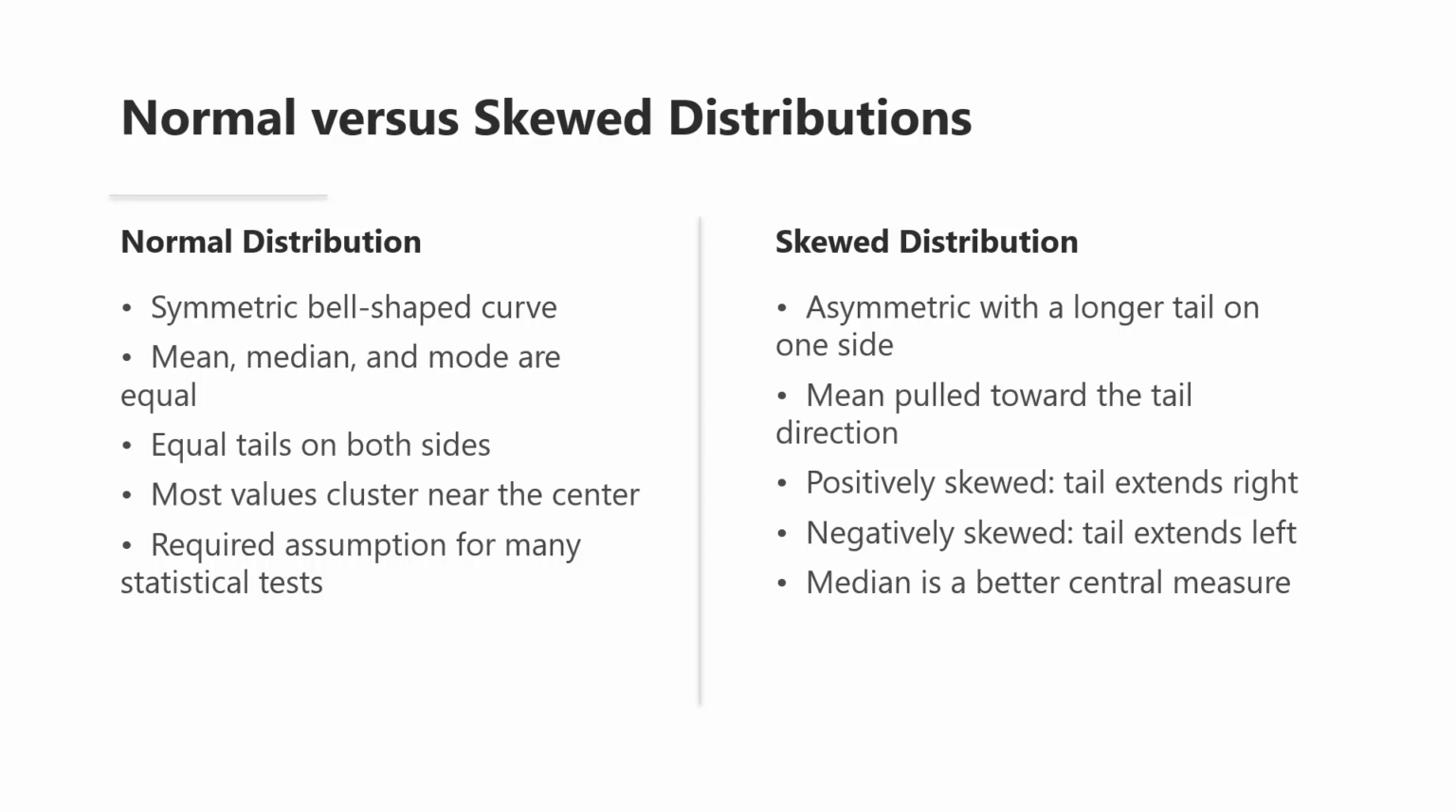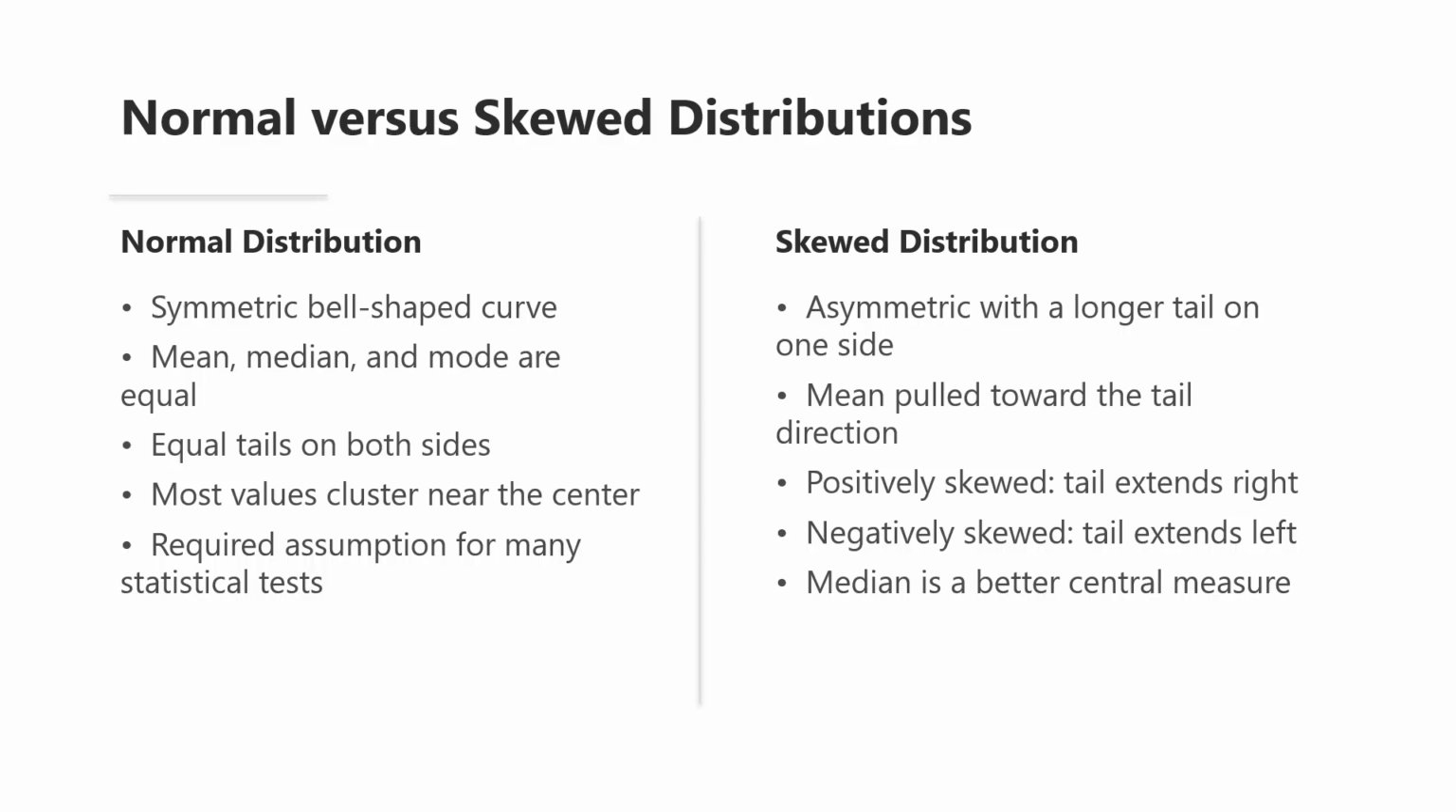There are two types: a positively skewed distribution, also called right skewed, has a longer tail extending to the right toward higher values. In a positively skewed distribution, the mean is greater than the median because the extreme high values pull the mean to the right. Income data are a classic example of positive skew because most people earn moderate incomes while a few earn extremely high incomes.